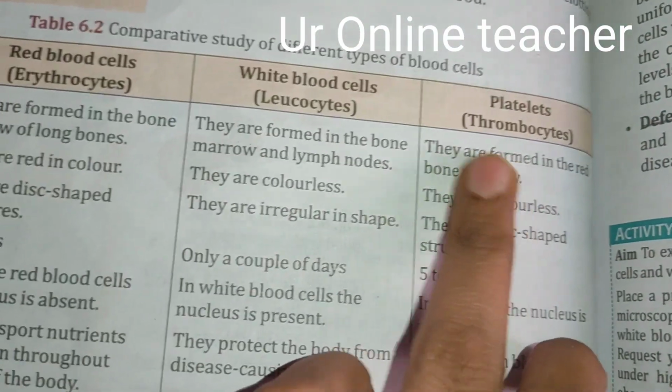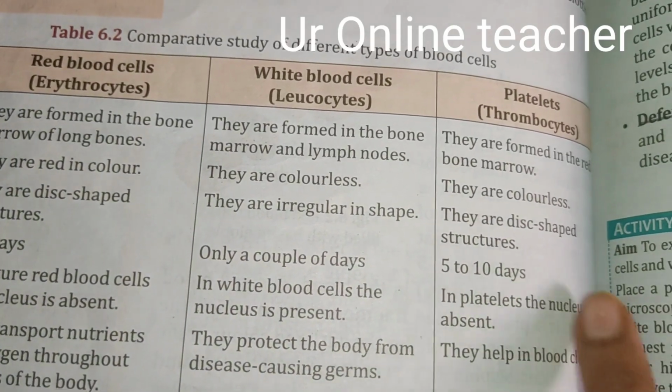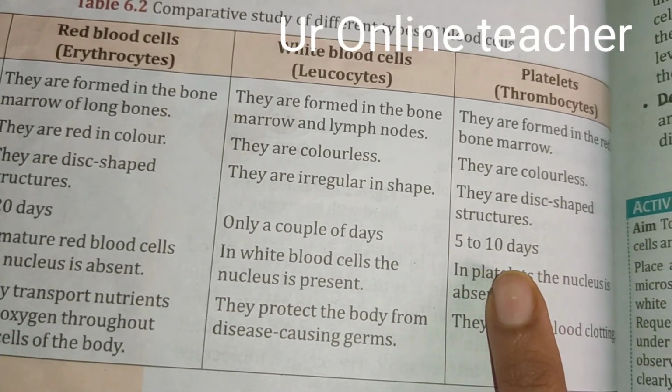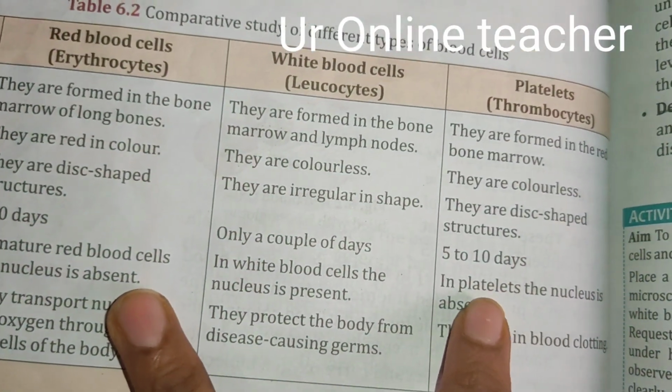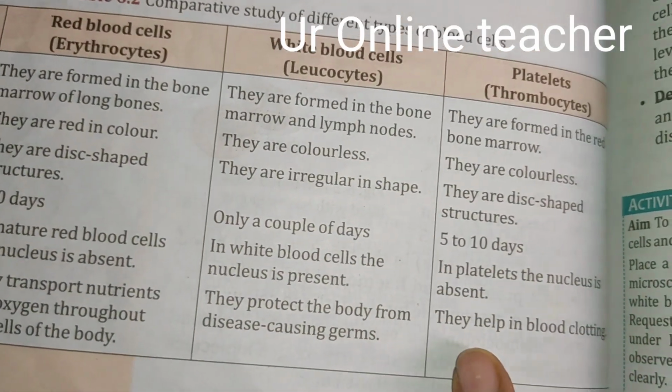Platelets are also formed in the red bone marrow. They are also colorless. They are disc shaped like red blood cells. They live only for 5 to 10 days. In this also the nucleus is absent. So in red blood cells and in platelets, the nucleus is absent. Only in white blood cells, the nucleus is present. They help in blood clotting.